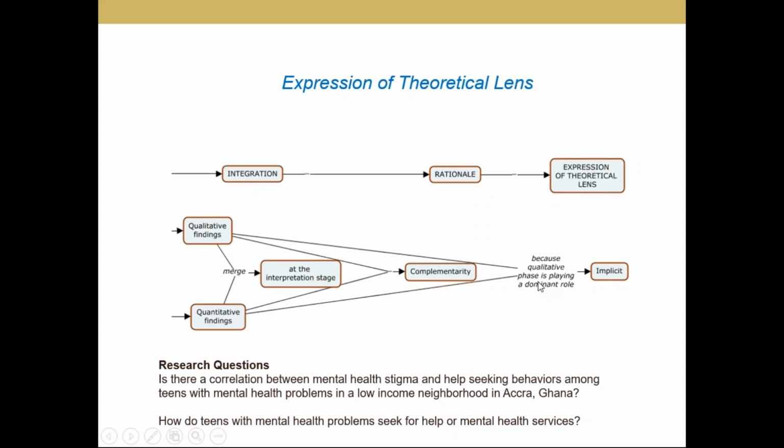I should have indicated that because the quantitative phase, not qualitative, is playing a dominant role, you have to make it implicit. So in this case, you don't have to describe your philosophical lens, because qualitative is playing a less dominant role. It's playing a supportive role in your study.